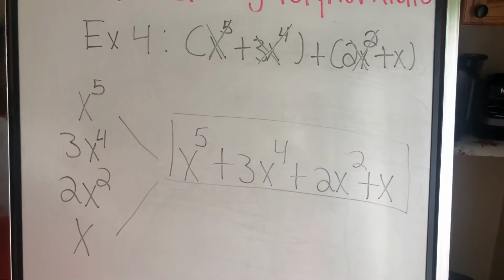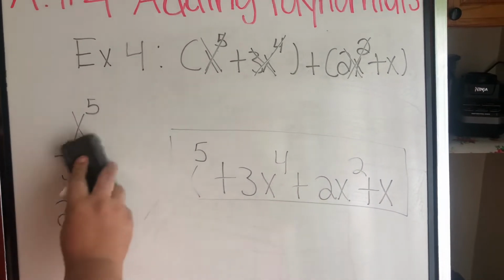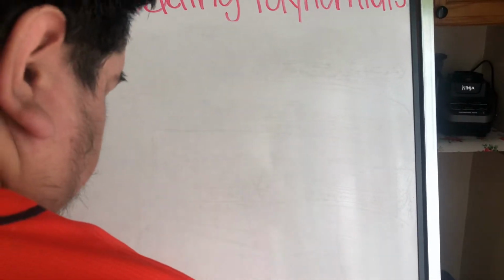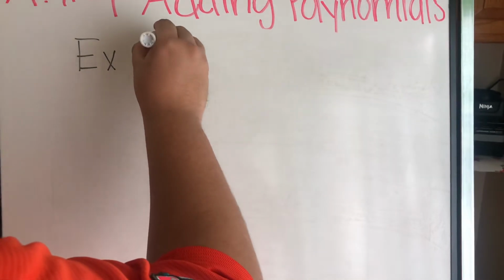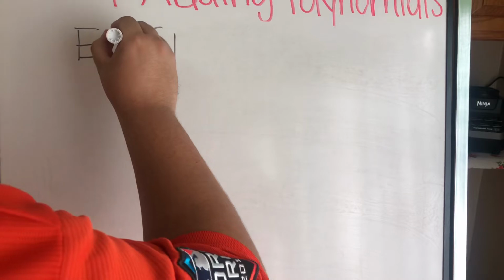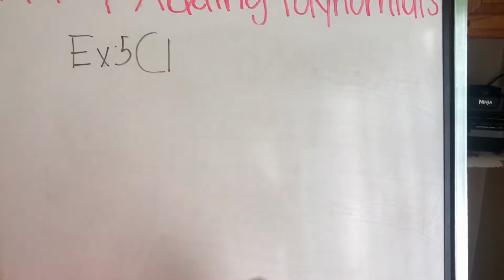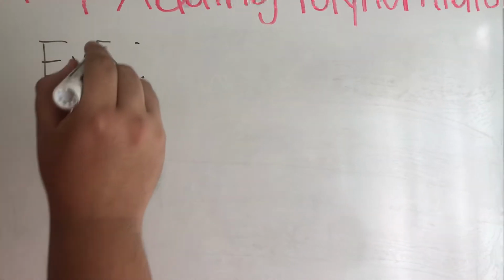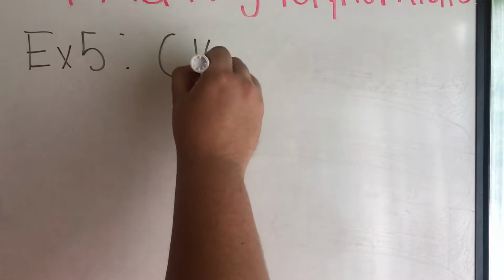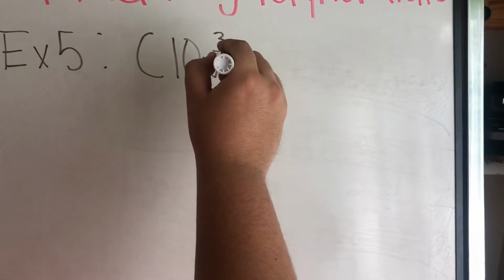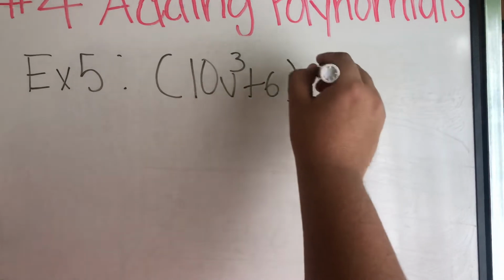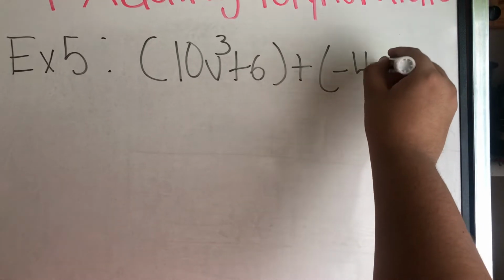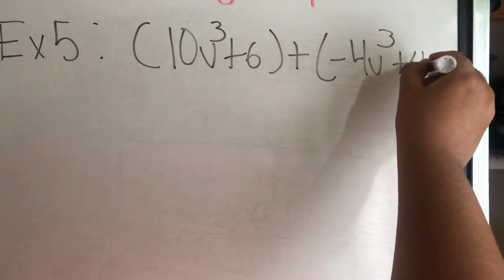So, example problem number 5. Here we go. On example problem number 5, say we have 10v cubed plus 6 plus negative 4v cubed plus 4. So let's begin.